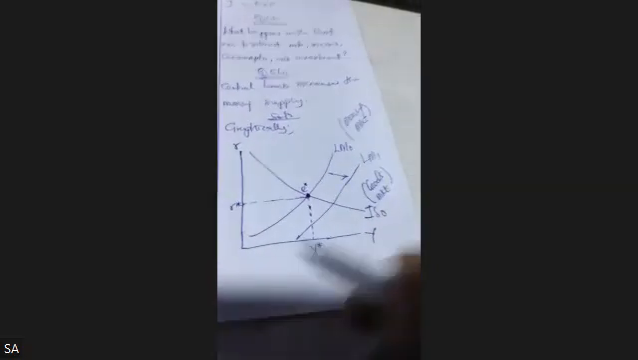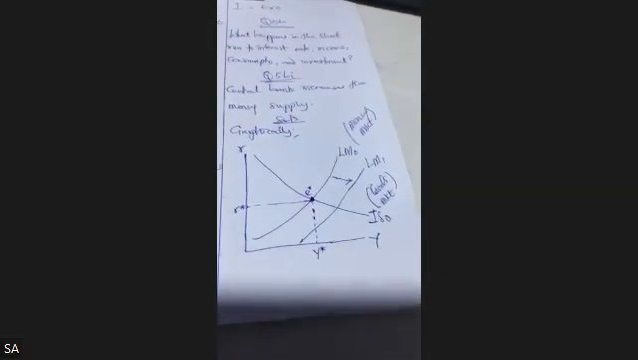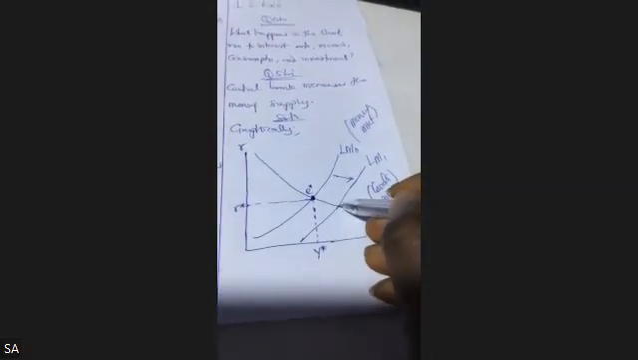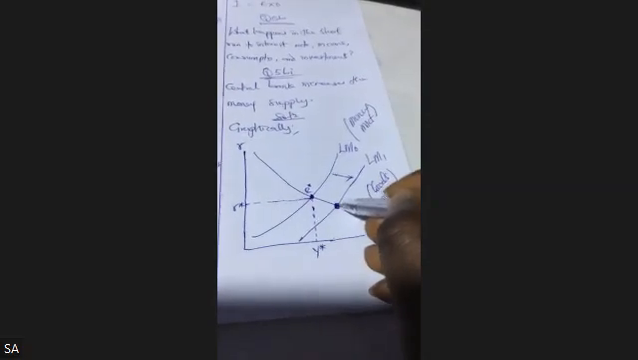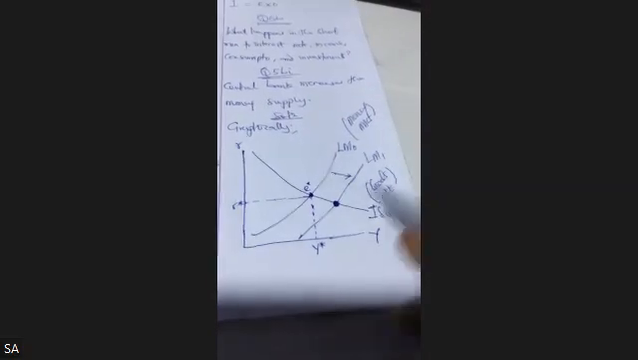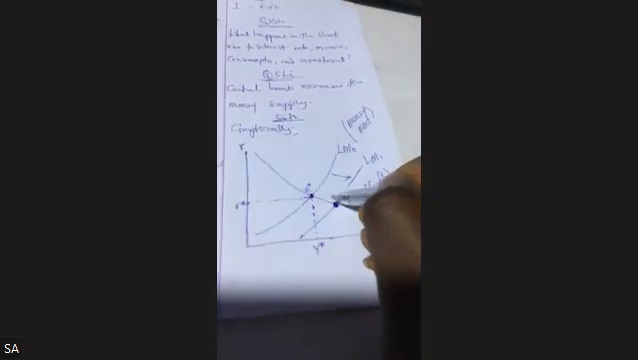Now you ask yourself, which is the new equilibrium point? Remember that IS did not change, only LM moves. So this will not be your new equilibrium point. This will be. The new LM, where it meets the old IS, is your new equilibrium point. You can call this E1.